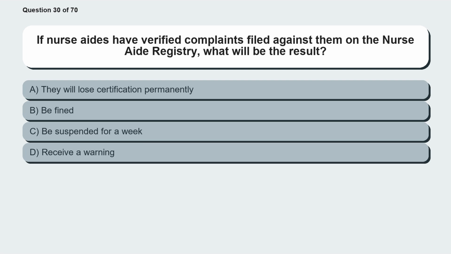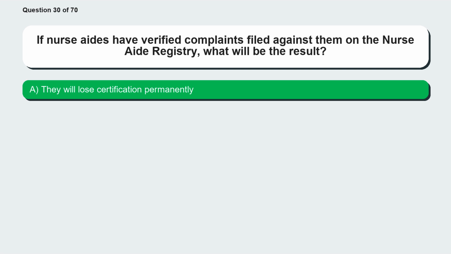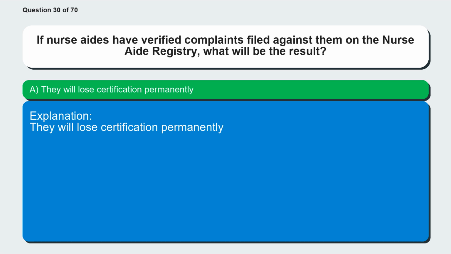Question 30. If nurse aides have verified complaints filed against them on the nurse aide registry, what will be the result? Option A. They will lose certification permanently. Option B. Be fined. Option C. Be suspended for a week. Option D. Receive a warning. The correct answer is option A. They will lose certification permanently.